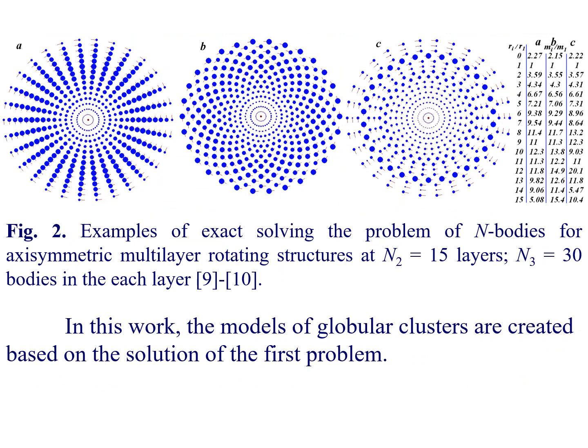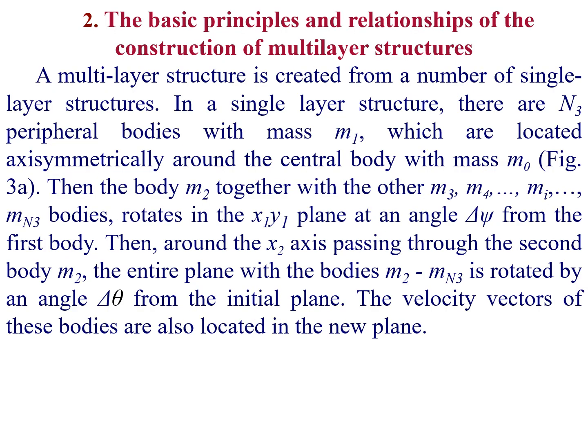In the second solution, there are two concentric layers around the central body, each of which contains n3 bodies. In this case, the mass of the body in each layer is different, and the whole structure as a whole rotates around its axis. A multilayer structure is created from a number of single-layer structures. In a single-layer structure, there are n3 peripheral bodies with mass m1, which are located axisymmetrically around the central body.